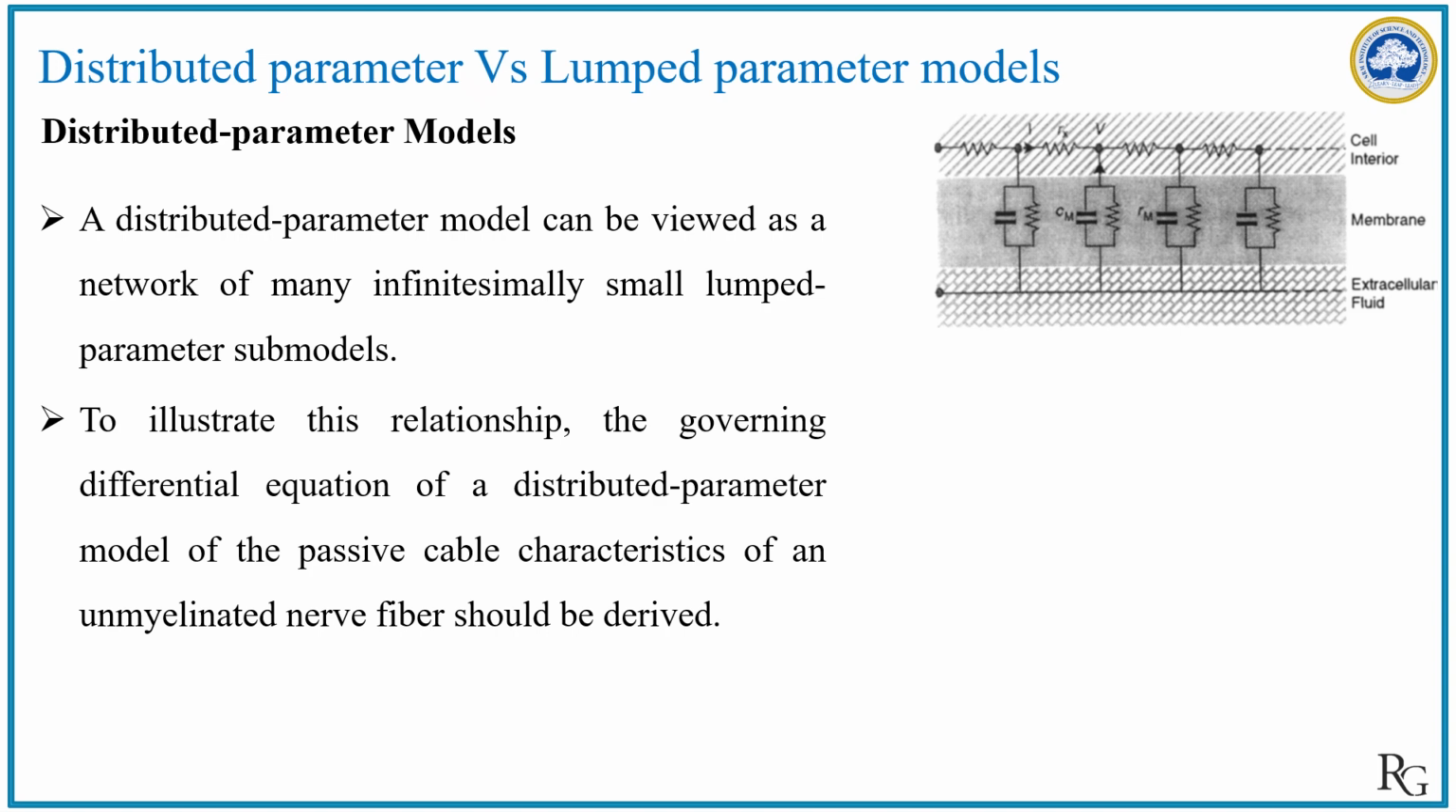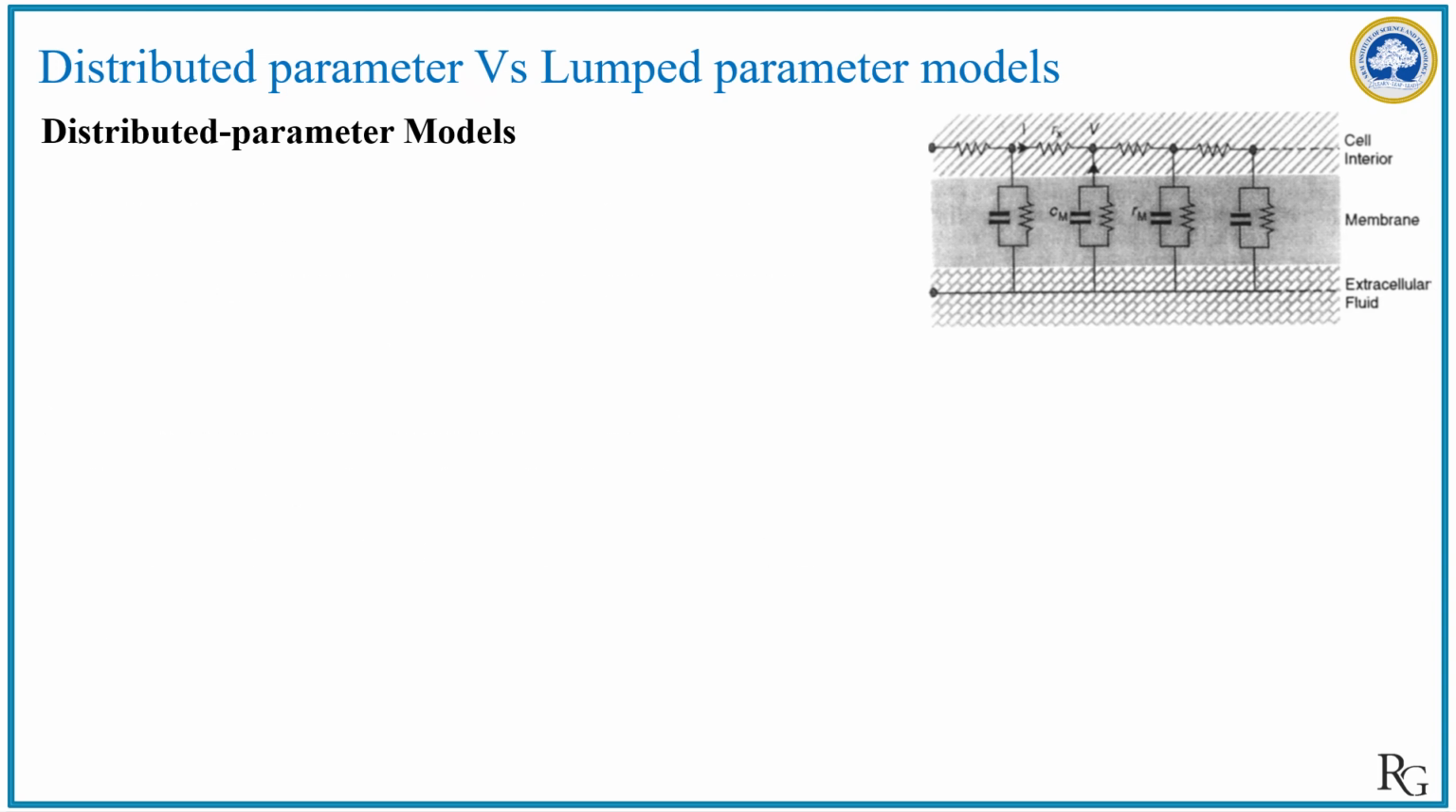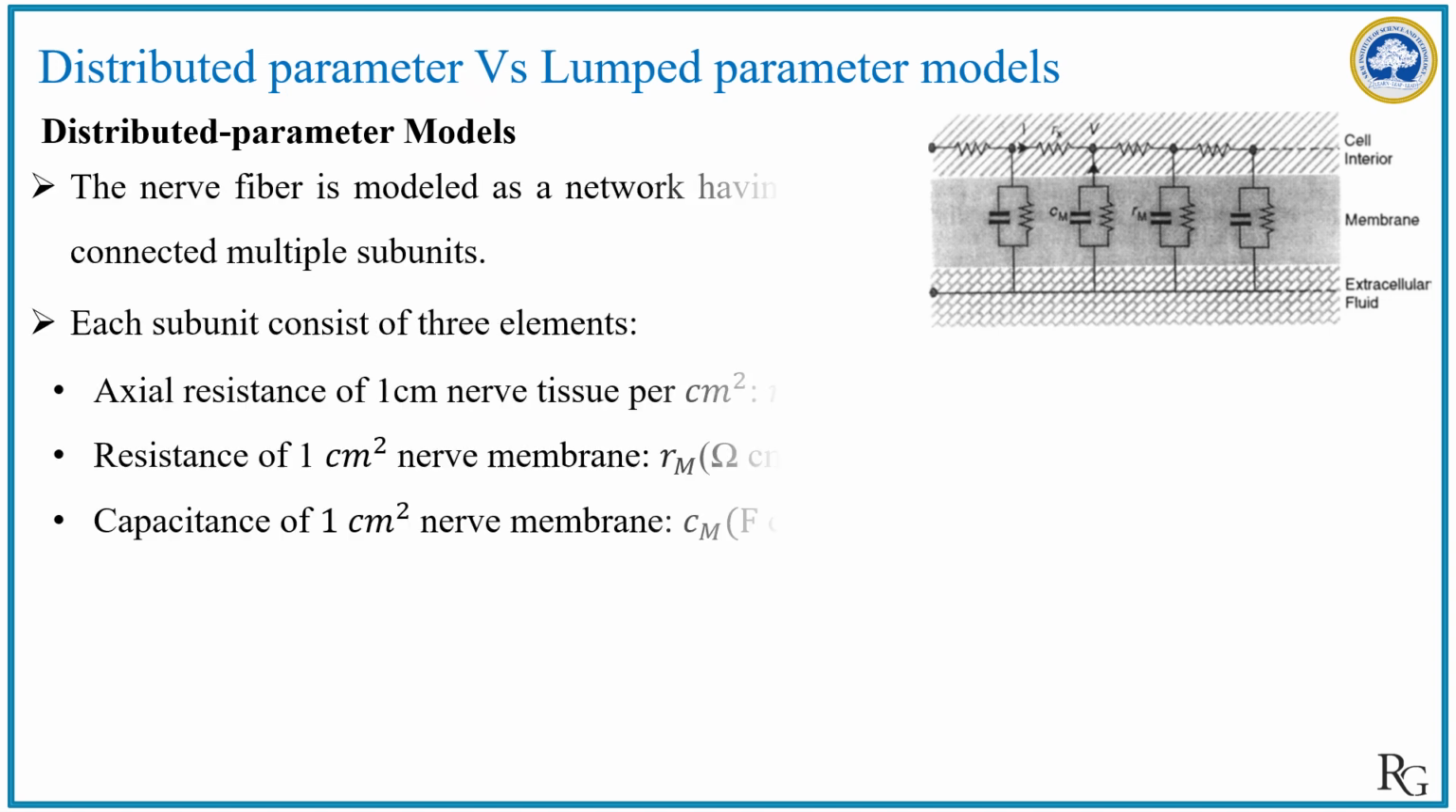To illustrate this relationship, the governing differential equation of a distributed parameter model of the passive cable characteristics of an unmyelinated nerve fiber should be derived. So here the distributed parameter model can be considered as small submodels of lumped parameter models. Here the nerve fiber is modeled as a network having serially connected multiple subunits.